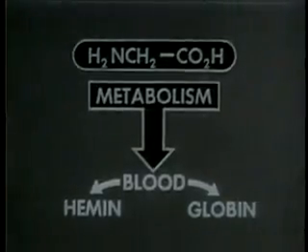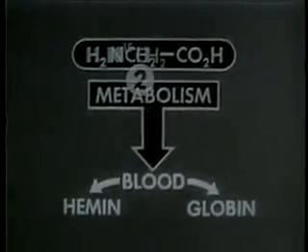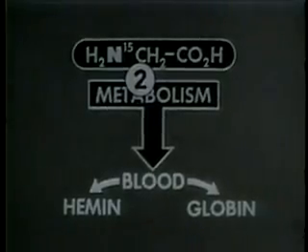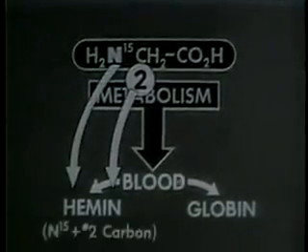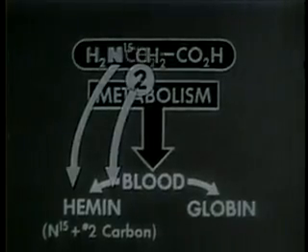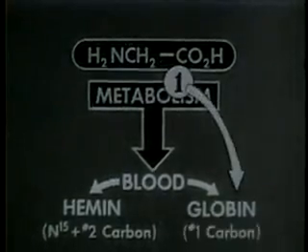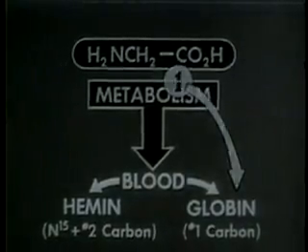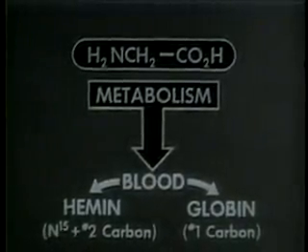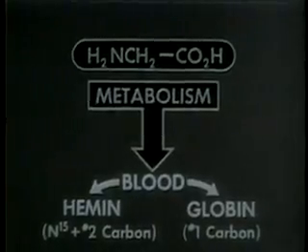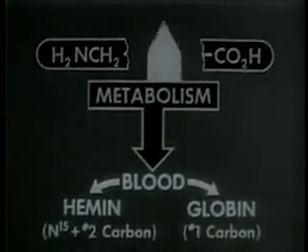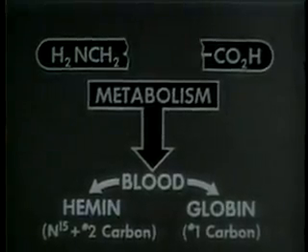The experiment demonstrates that the nitrogen and the number 2 carbon of glycine remain together and end up in the hemin of the animal's blood. The carboxyl carbon, however, is destined for the globin. In addition, this demonstrates that during the metabolism of glycine, a bond rupture occurs at the 1,2 position of the molecule. Thus, radioisotopes permit study in vivo of the metabolism of individual atoms of biologically important compounds.